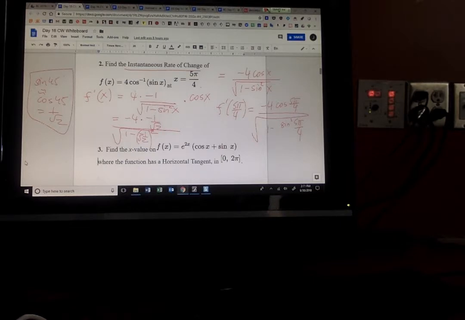Square root, silly boy, not square. What's the square root of 1 over 2? 1 over radical 2. So write it down if you need to. 1 minus 1 over 2 is 1 over 2. It becomes 1 over radical 2.